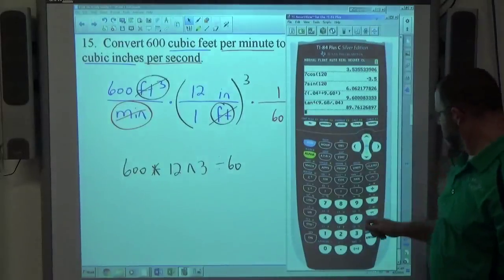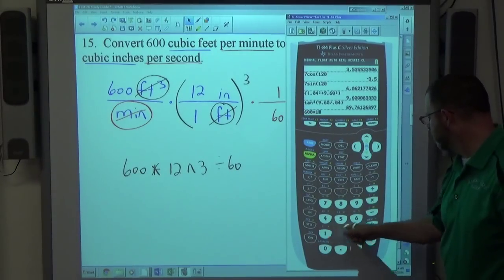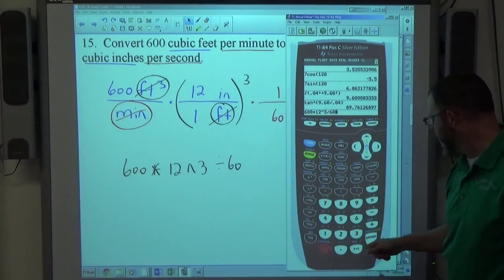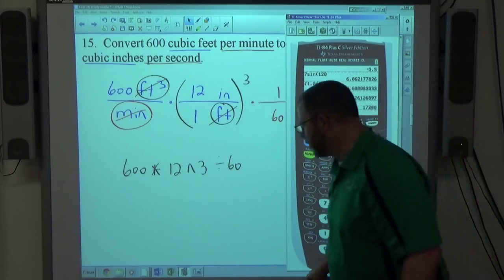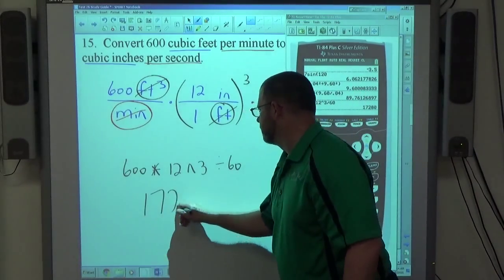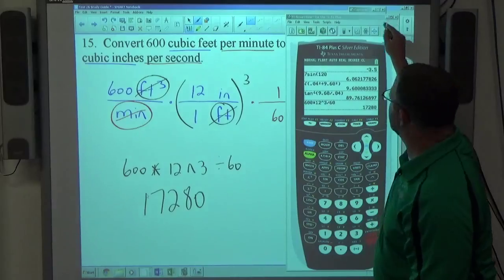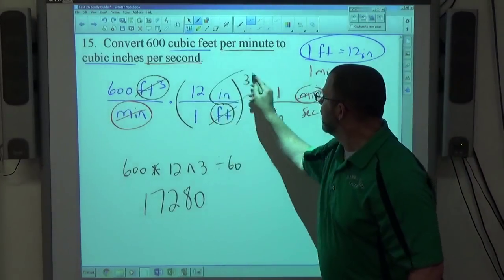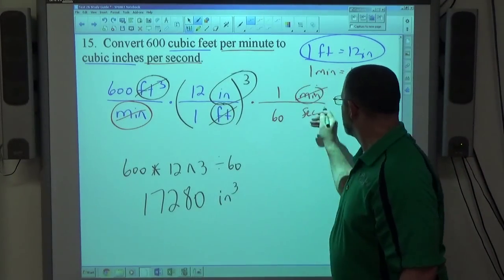So 600 times 12 to the third power divided by 60 comes out to 17,280. And the unit is going to be cubic inches on top per second on the bottom.